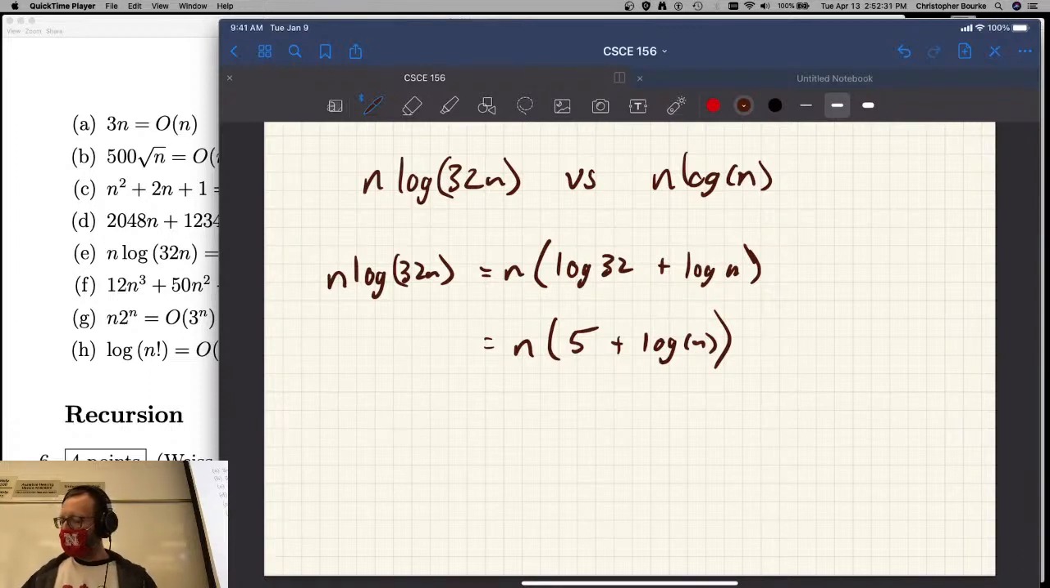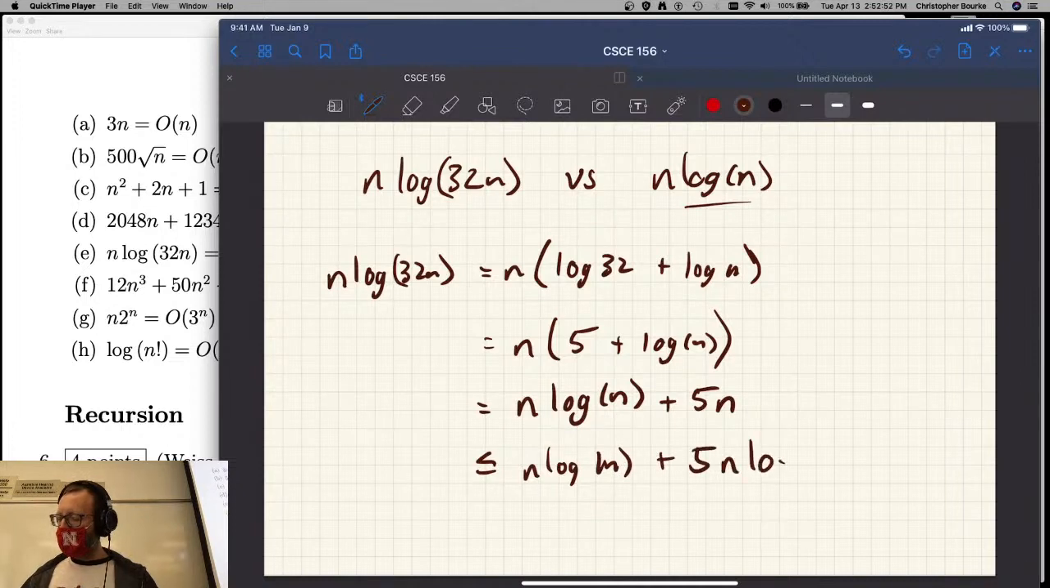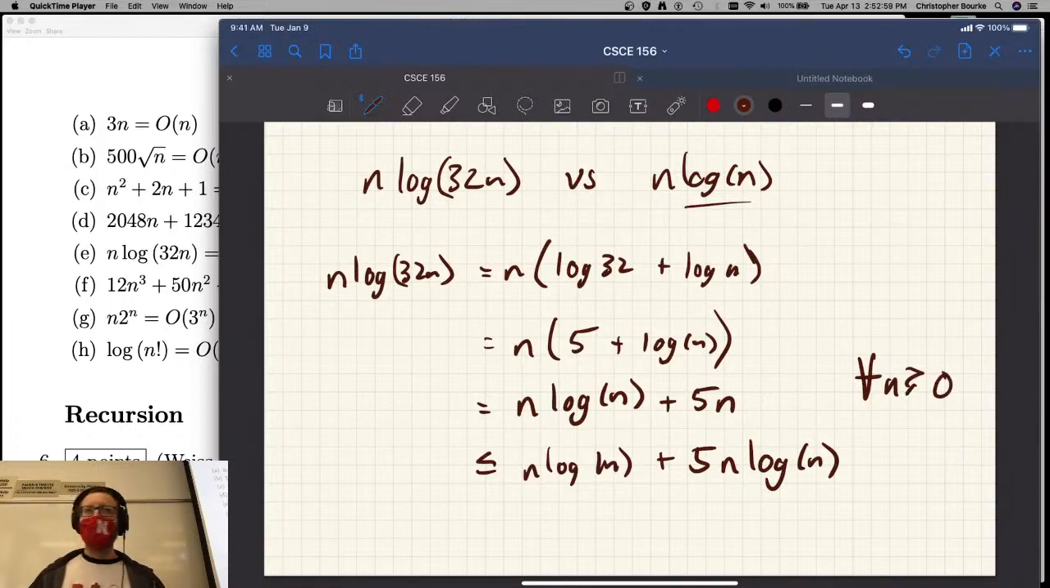All right? So this is equal to n log n, which looks exactly like what we wanted, plus 5n, which is not what we wanted. But guess what? Now we can go into our little tricks and make it bigger. n log n plus 5n, and all I'm doing here is adding a log n. And is that true for all n greater than or equal to 0?